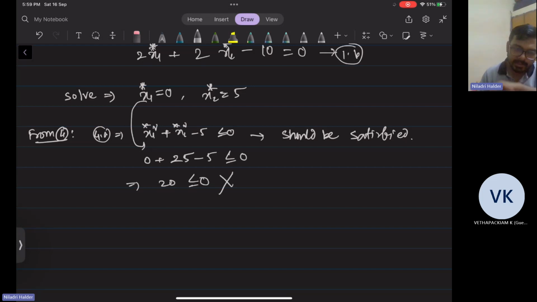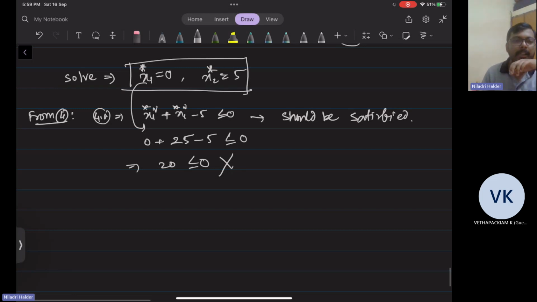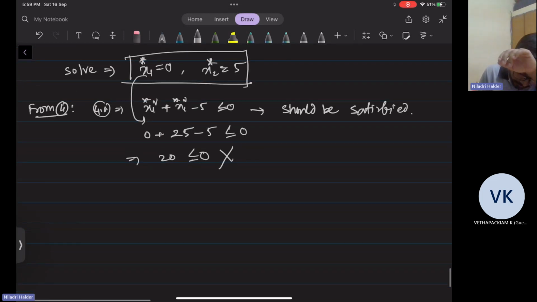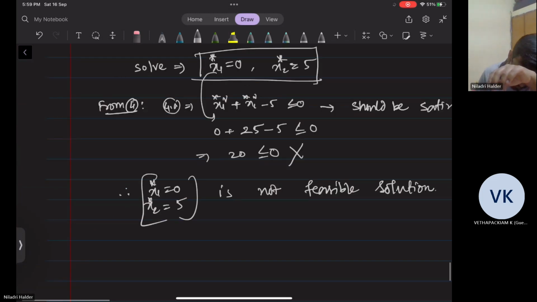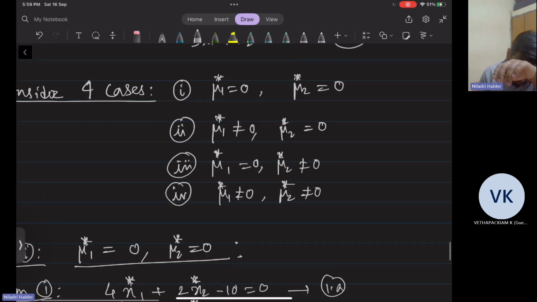So then this point should not be a candidate point because these are not satisfying all four conditions. Only one condition it is satisfying, but the fourth condition is not satisfied. So x1 star is equal to 0 and x2 star is equal to 5 is not a feasible solution. So then this first case is gone.